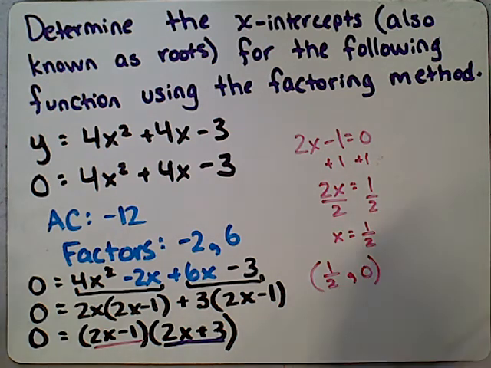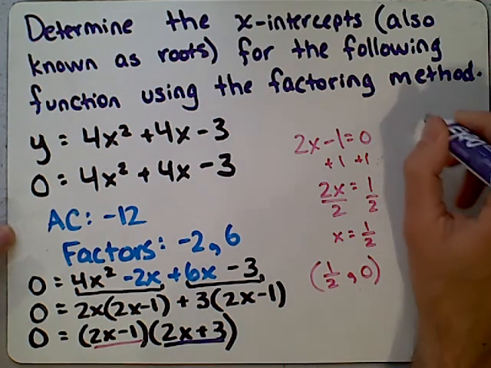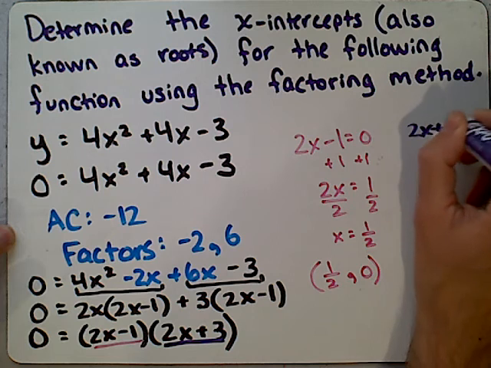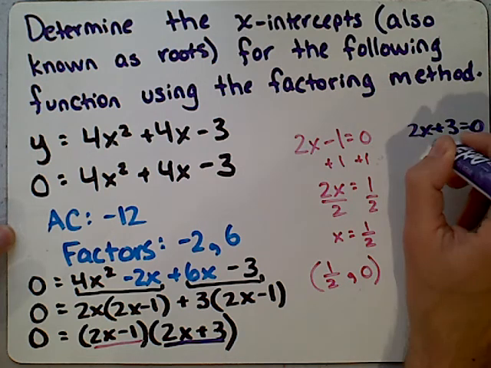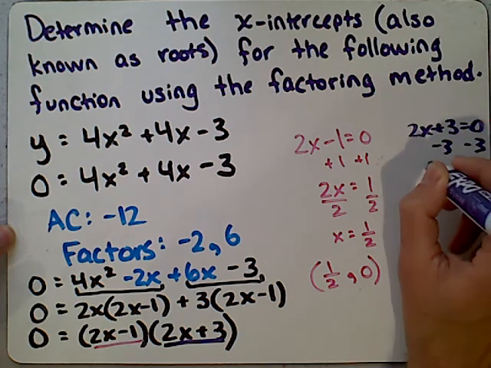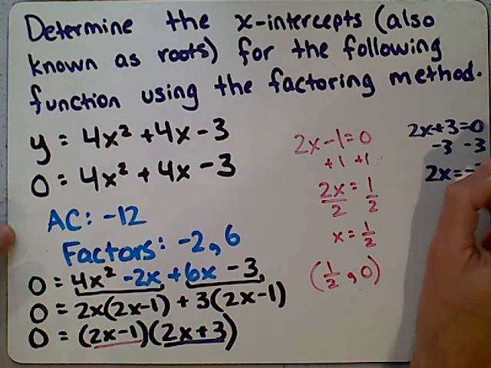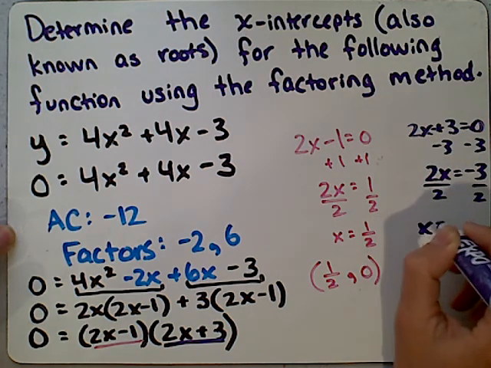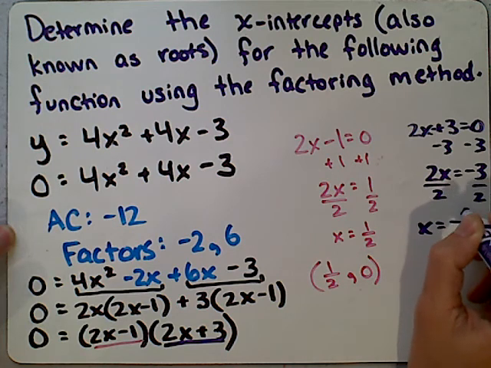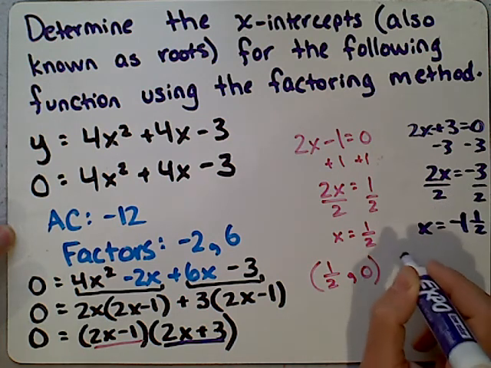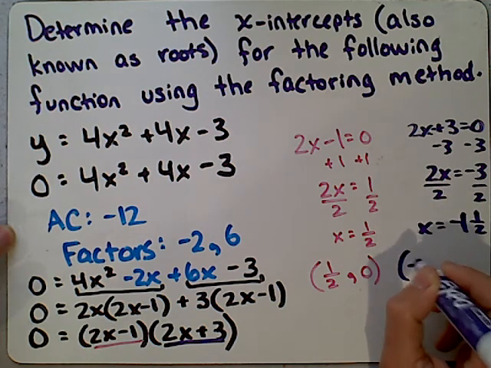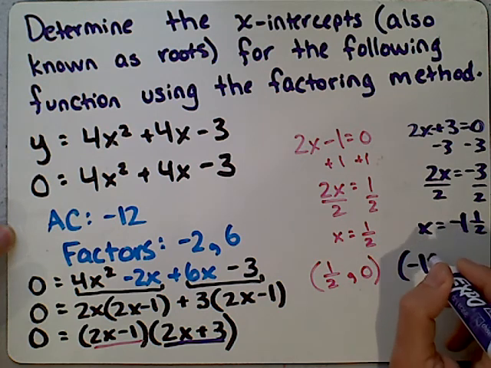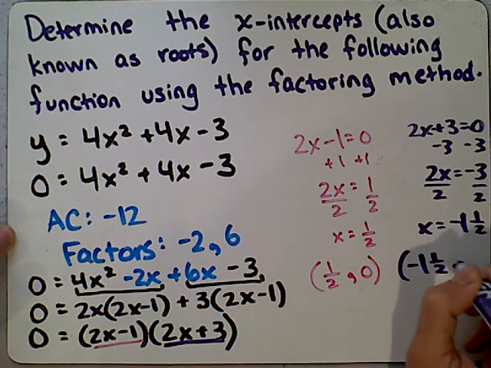The other x-intercept requires us to solve this 2x plus 3 equals 0. We subtract 3 from both sides and get 2x equaling negative 3. Divide off the 2 and you'll get x equals negative 3 over 2 or negative 1.5. So then we have a root or a x-intercept of negative 3/2 comma 0.